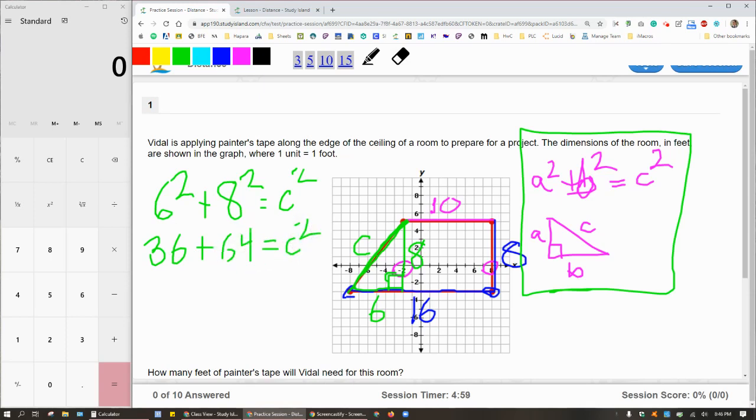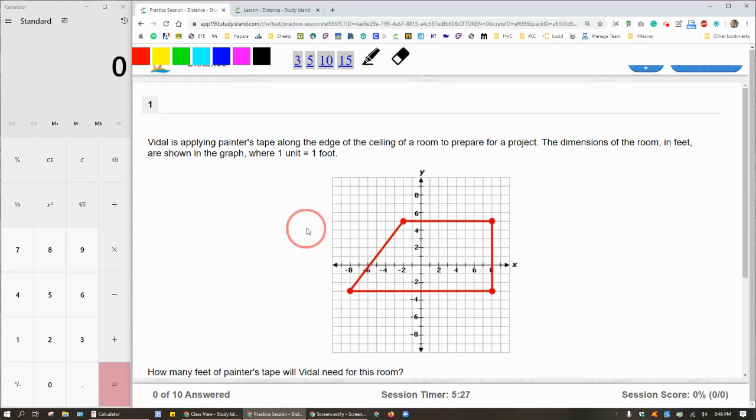And 36 plus 64 is 100. So 100 equals C squared. And then we take the square root of both of those sides. The square root of 100 is 10. And the square root of C squared is C. So C equals 10. So what is the perimeter of this whole thing? It's 10 plus 10 plus 8 plus 16. So 8 and 16 is 24, 34, 44 is the answer to this problem. And we just find that in our answer.